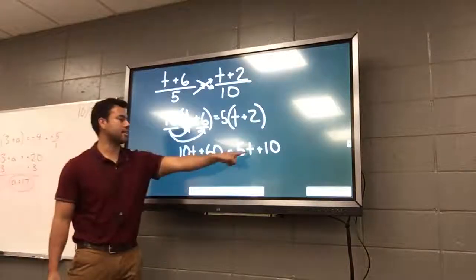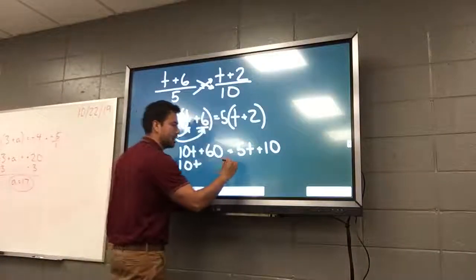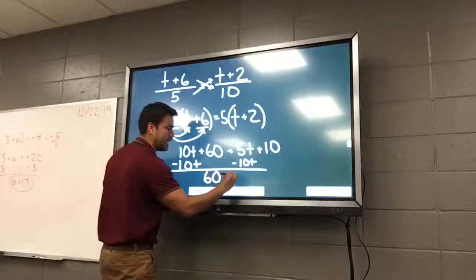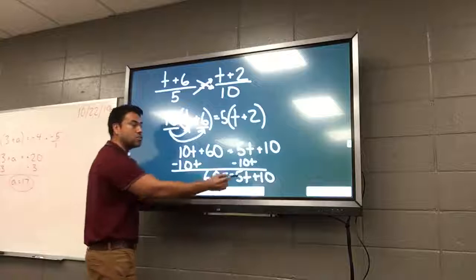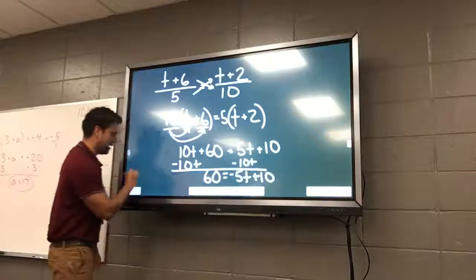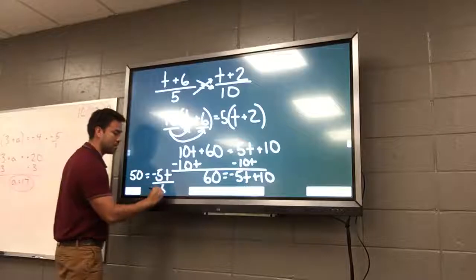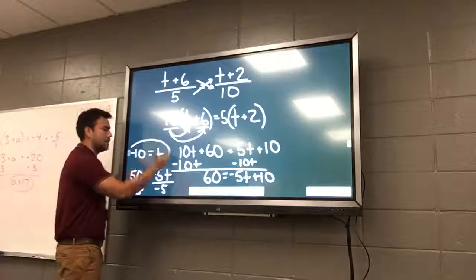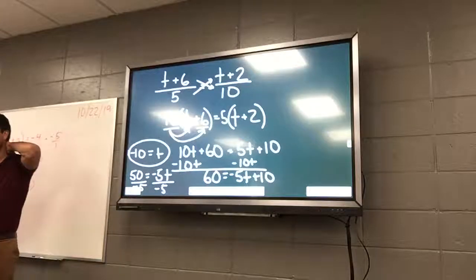Yeah, this is a t. Yep, that's okay. All right, negative 10t. You end up with 60 equals negative 5t plus 10. Then you subtract 10 from both sides, you get 50 equals negative 5t. Then you divide both sides by negative 5, and you end up with negative 10 equals t. That's your answer. Now, how many of you got negative 10?